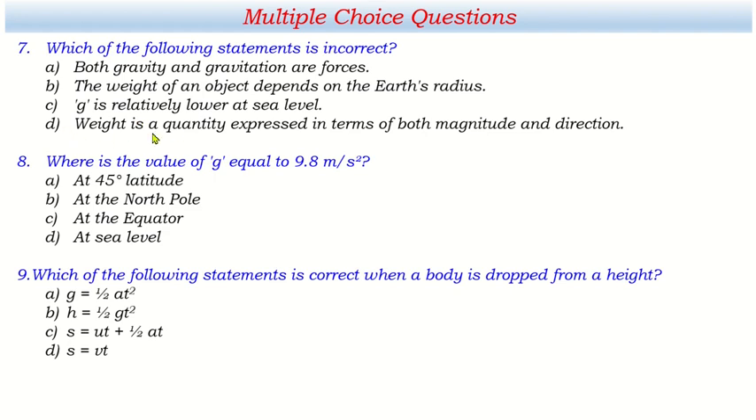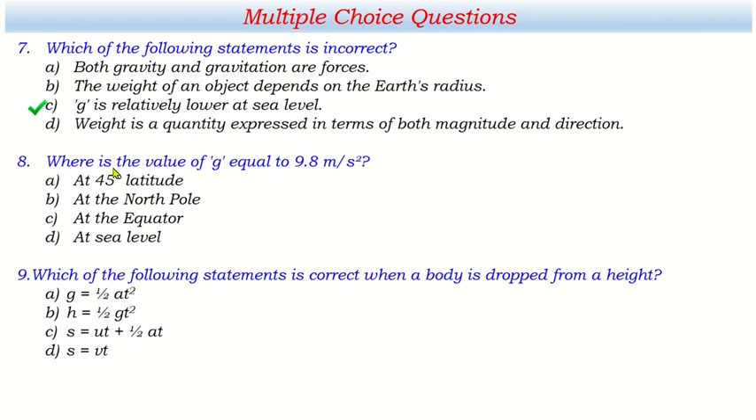Let's see D also. Weight is a quantity expressed in terms of both magnitude and direction. Yes, weight is a vector quantity and it is expressed in terms of magnitude and direction. This statement is also correct. That's why we have to select the incorrect statement and it is number C. So we have to take C.